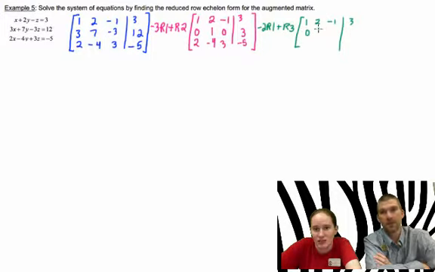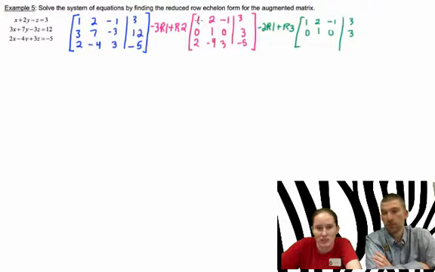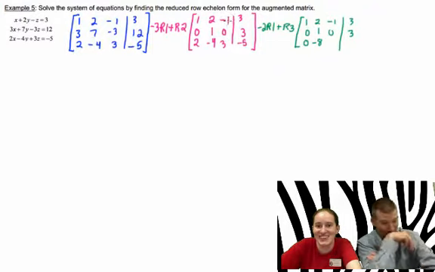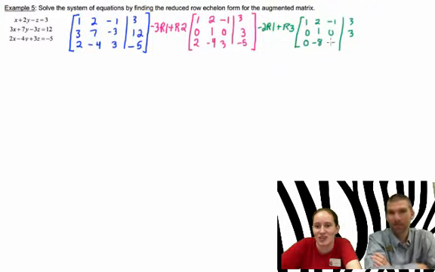What am I doing? Oh, this is going to stay the same: 0, 1, 0, 3. So we're going to do negative 2 times 1 is negative 2, plus 2 is 0. Negative 2 times 2 is negative 4, plus negative 4 is negative 8. Negative 2 times negative 1 is 2, plus 3 is 5. Negative 2 times 3 is negative 6, minus 5 is negative 11.